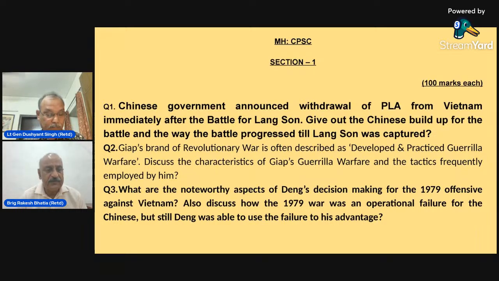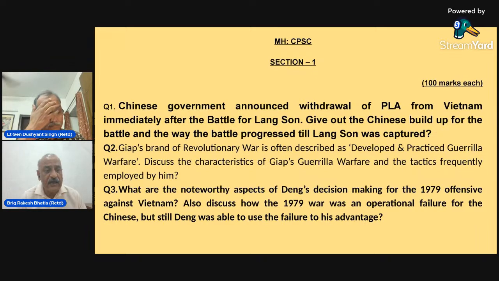General Giap, a very popular military and later political leader, was their defense minister at the time of the Sino-Vietnam War, and he had fought both the first and the second Indochina War. He is often described as having developed and practiced guerrilla warfare. So, what are the characteristics of this guerrilla warfare and the tactics frequently employed by him?